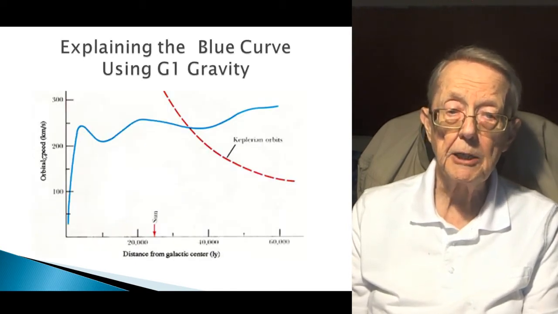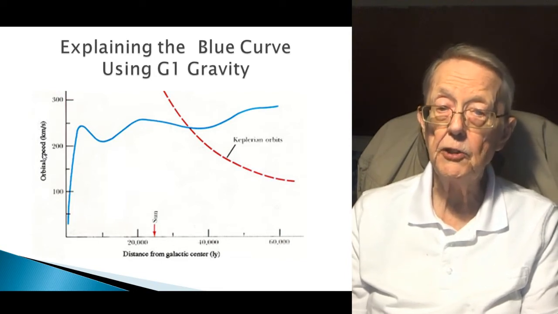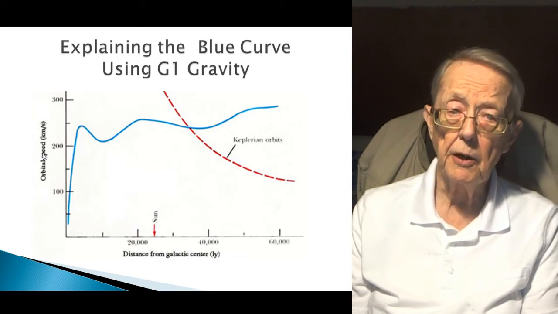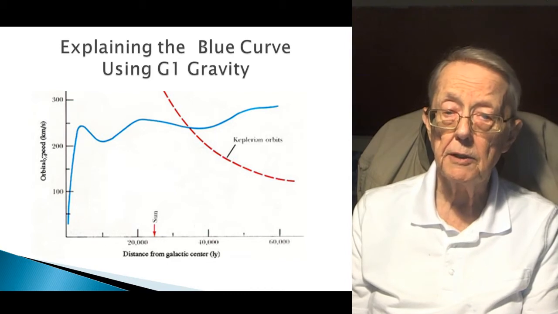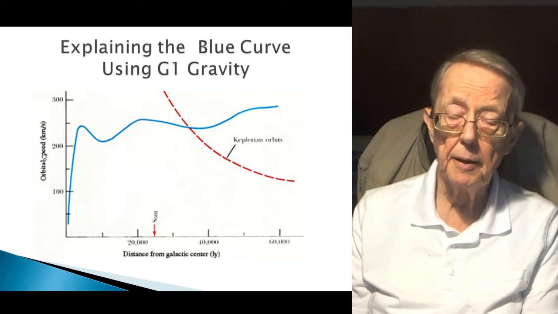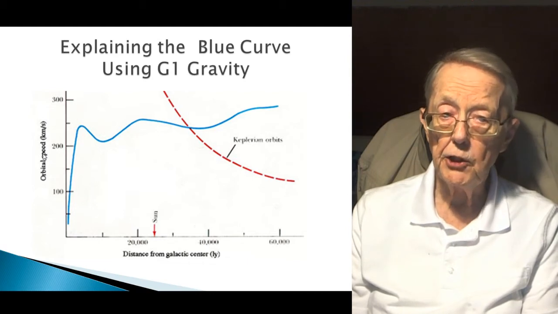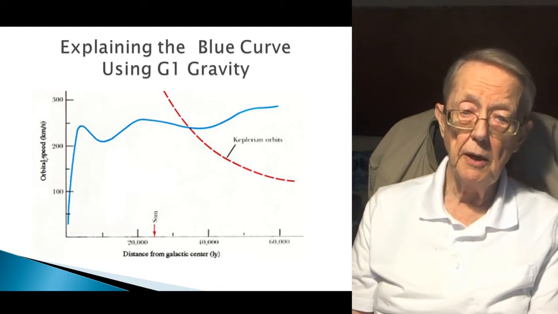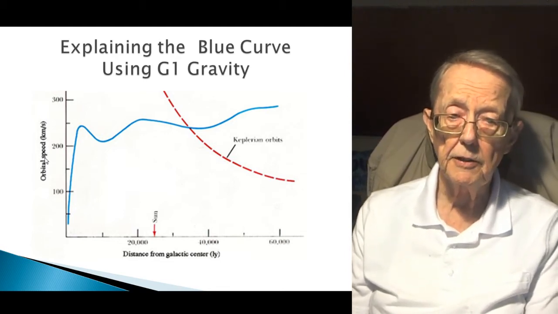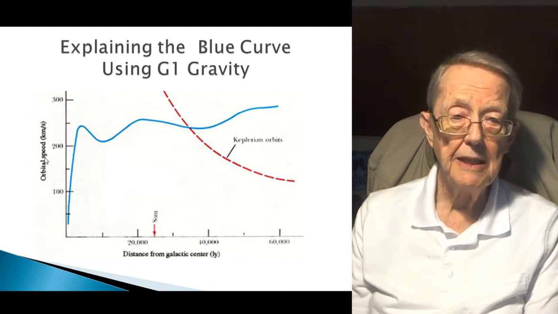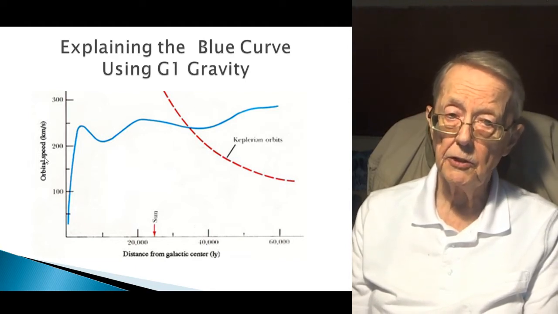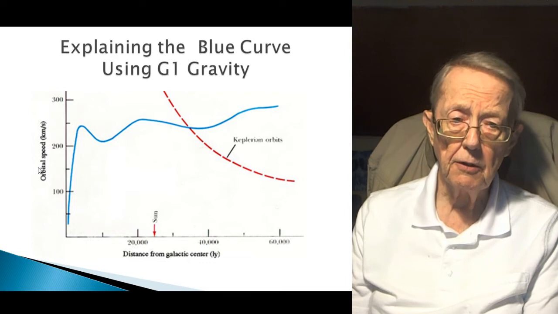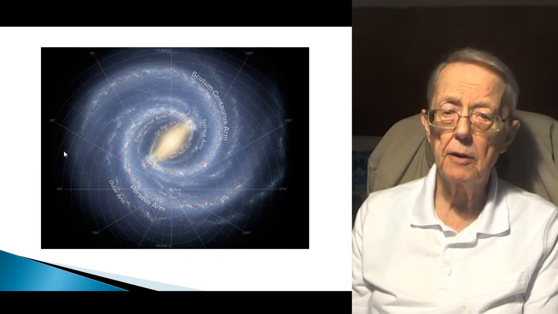Okay, so now I'm going to explain this blue curve a little bit using G1 gravity. The particle model has three main particles: the nucleon, which replaces the neutron and the proton, and the G1, which replaces the electron, photon, and graviton, and of course the G2 is the particle that is responsible for the nuclear binding force. Regardless, the particle model uses G1 gravity, gravity 1. So we're going to explain this curve, and I'm going to explain it by looking at this picture.